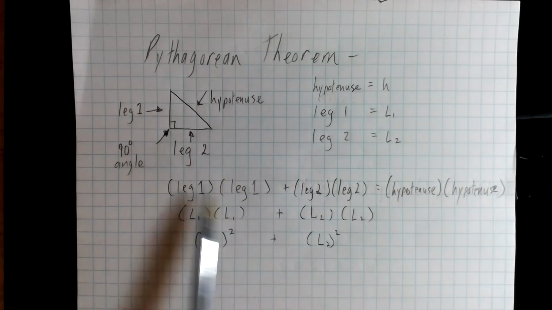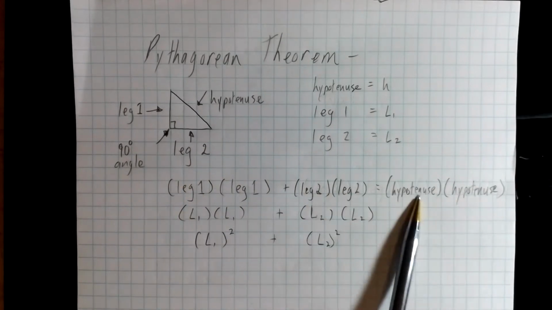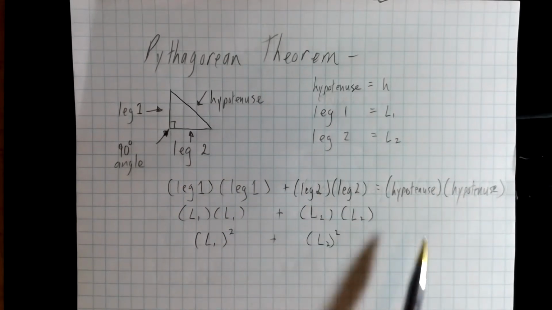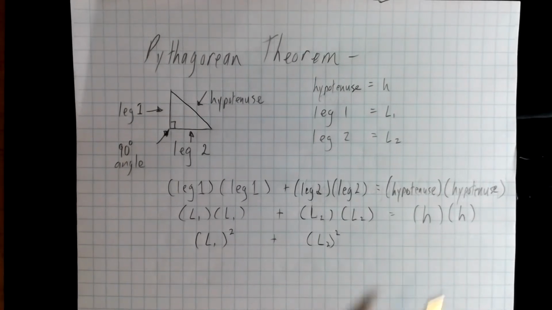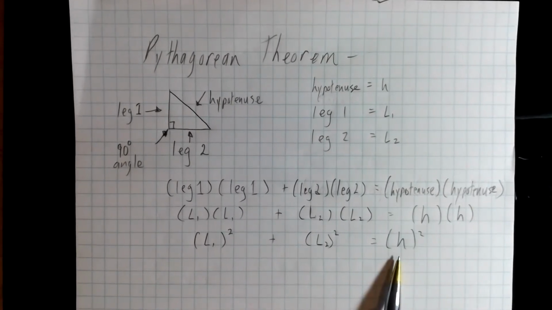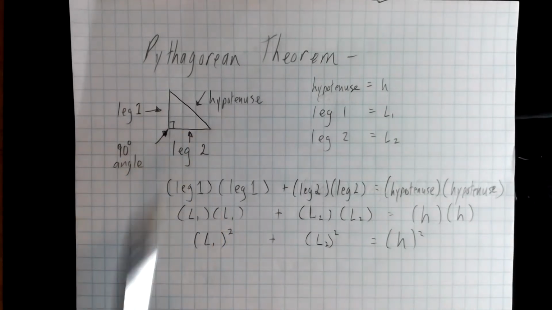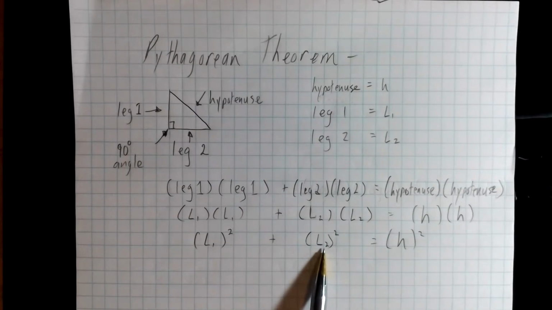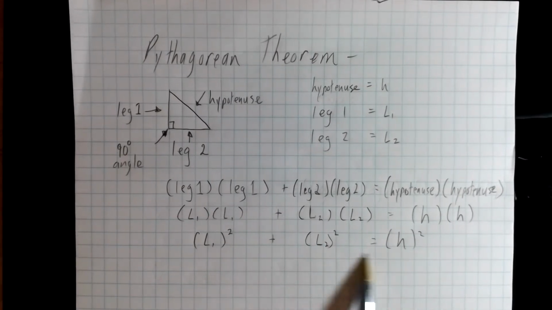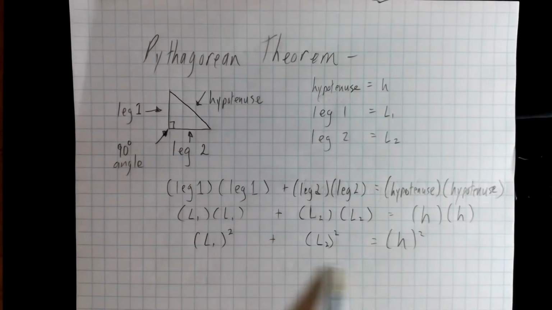So all of this equals the hypotenuse times itself. So here in this part, I've just put h times h. And so all of this equals h squared. So the Pythagorean theorem says that one leg multiplied by itself plus the other leg multiplied by itself equals the hypotenuse multiplied by itself. This is the Pythagorean theorem.